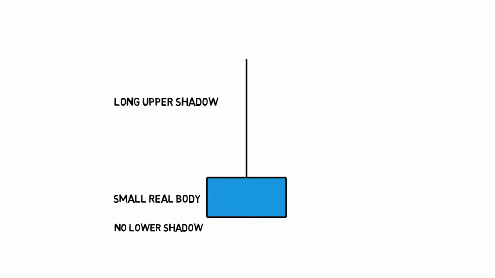Shooting star is a bearish reversal signal. It has a small real body, very small or no lower shadow, and a long upper shadow. For it to be a proper shooting star, the upper shadow needs to be at least twice the size of the real body.